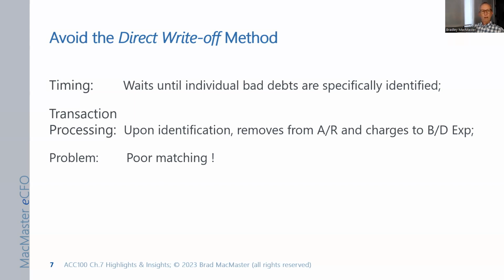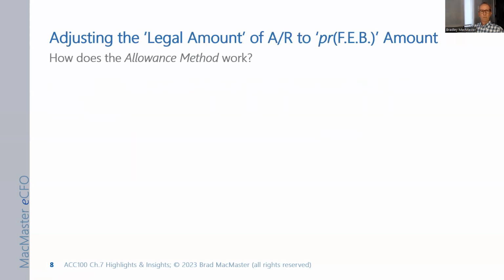If we use the direct write-off method, it's possible that we could have a sale in one period and recognize the expense in a different period. That's what creates poor matching, and that's why we avoid the direct write-off method. All right, so let's look at how the allowance method works. There's basically two steps to this.